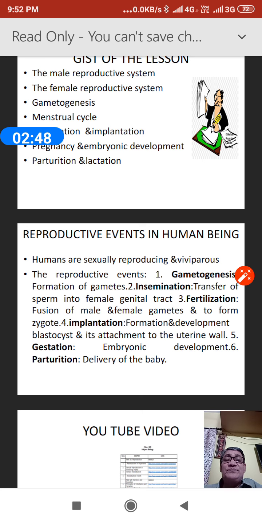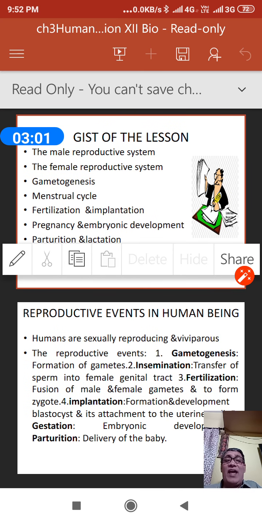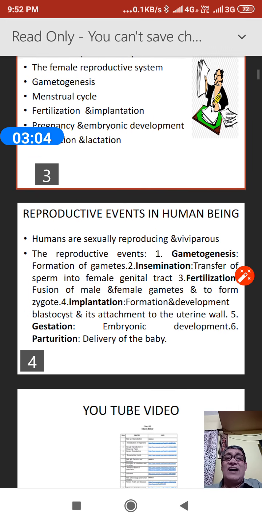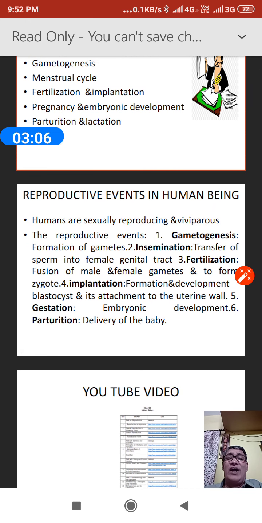The next is implantation. Implantation means the blastocyst is formed and attached to the uterine wall. Whenever it is attached to the uterine wall, then gestation comes. Gestation means embryonic development, and at last our sixth point is parturition. Parturition is the delivery of the young.